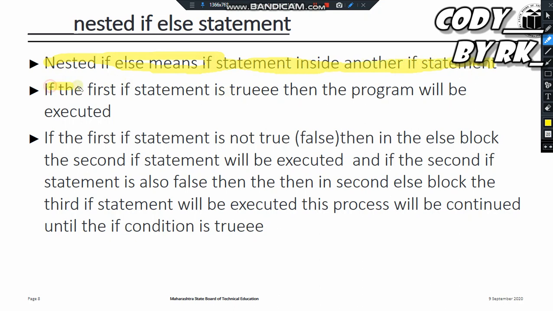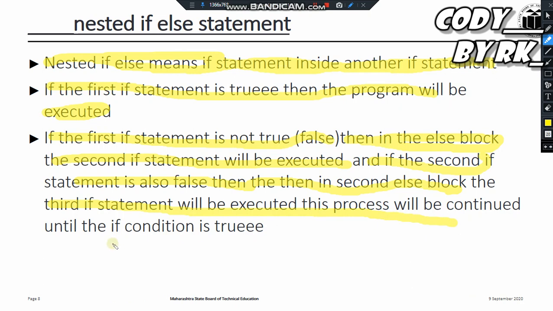If the first if statement is true, then that block will be executed. If the first if statement is not true, it means it is false, then the else block has the second if statement, which will be executed. If the second condition is false, then in the second else block the third if statement will be executed. This process will be continued until an if condition is true.